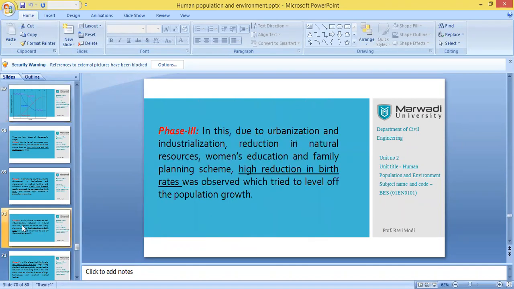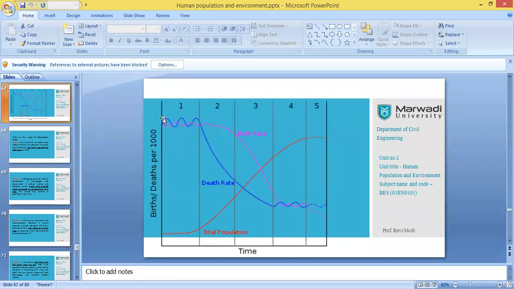Third phase. In this, due to urbanization and industrialization, so now came the industrial revolution, reduction in the natural resources, women's education, and the family planning scheme. So this is the point where it generally marks as the main phase out of all these five phases. It gave rise to a high reduction in the birth rate, which tried to level off the population growth. You can see over here that the death rate was already reducing, because day by day the medical science and the facilities were increasing. But you can see there is a sharp fall in the birth rate.